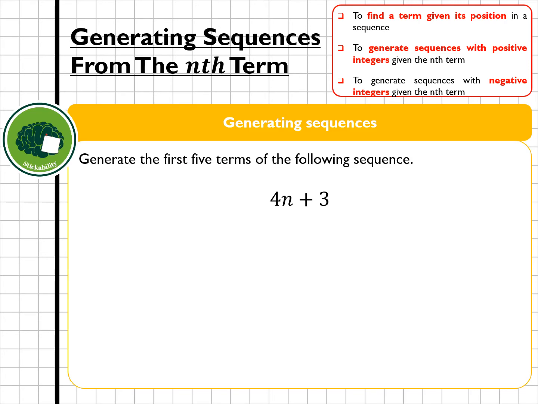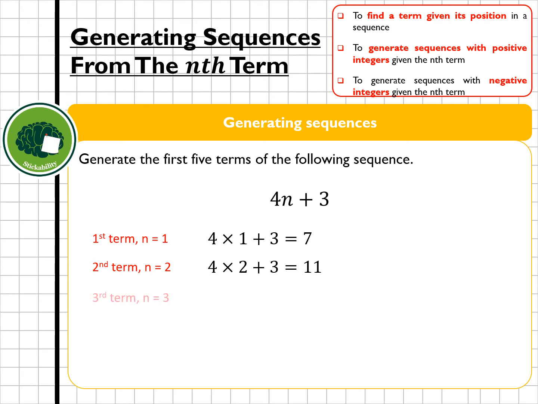Let's take a look at an example. Here is the nth term, 4n plus 3. As a reminder, that's telling me to do 4 times my position plus 3. So when n equals 1, I'd have 4 times 1, which is 4, plus 3 equals 7. When n equals 2, I'd have 4 times 2, which is 8, plus 3, which is 11. When n equals 3, 4 times 3 is 12, plus 3 is 15.